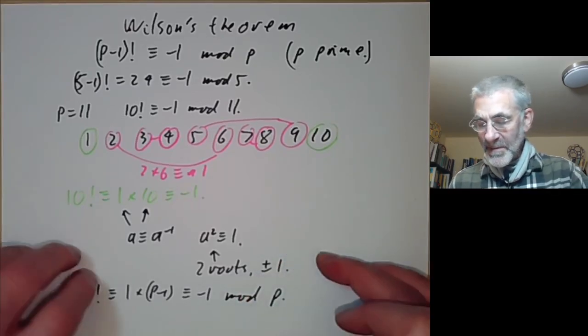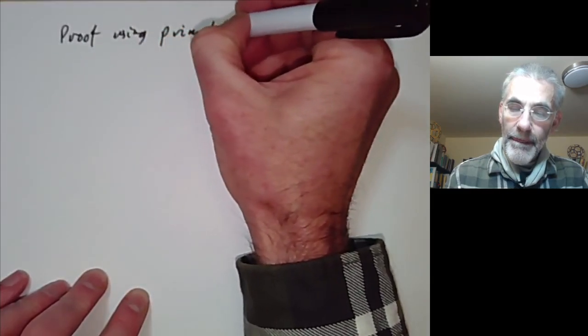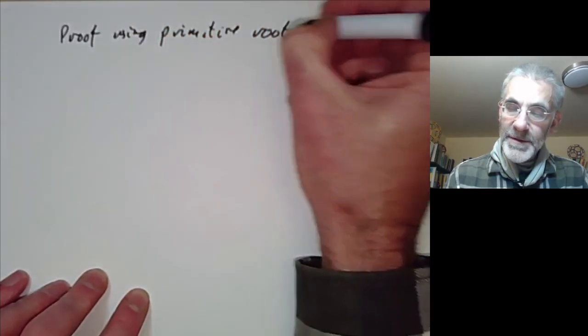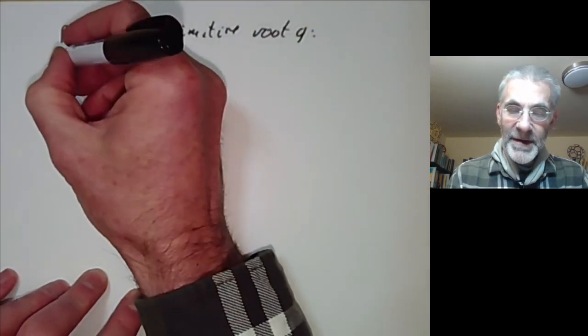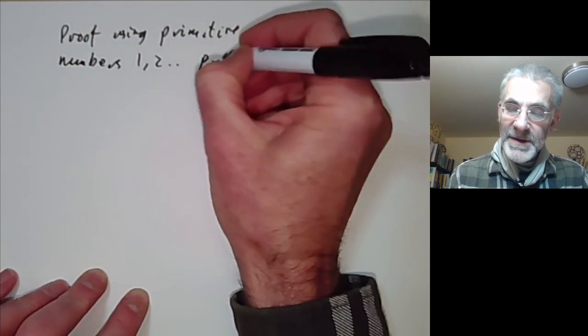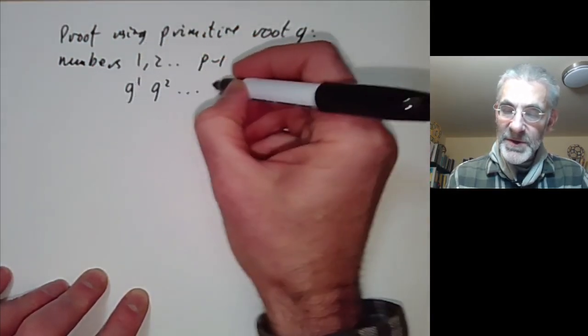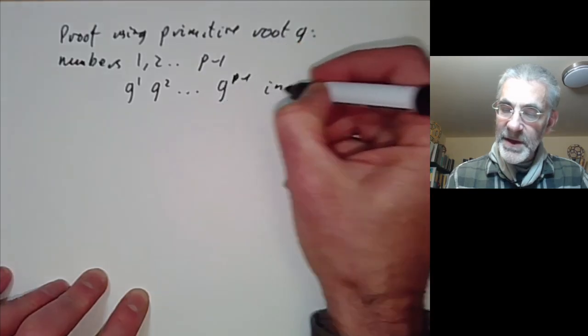Wilson's theorem turns out to be quite closely connected to primitive roots, and we'll see several examples of it in this lecture. So the first example is we can give another proof using a primitive root g. And in this case, the numbers 1, 2, up to p minus 1 are just g to the 1, g to the 2, up to g to the p minus 1 in some order.